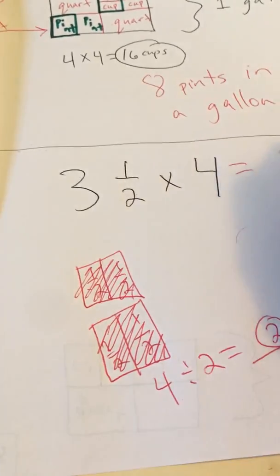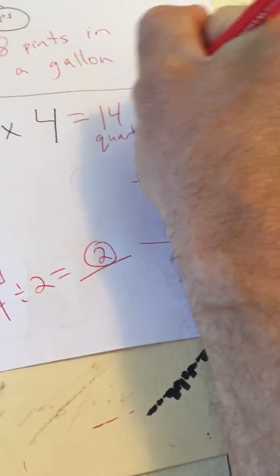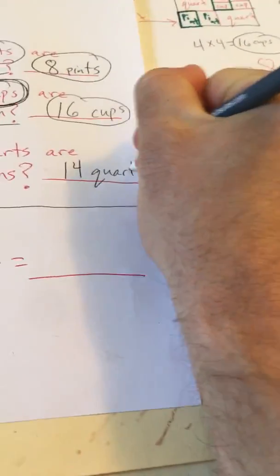Okay, so 3.5 times 4 is 14 quarts. So the answer here is 14. There are 14 quarts in 3.5 gallons. Okay? Let's do that one more time.